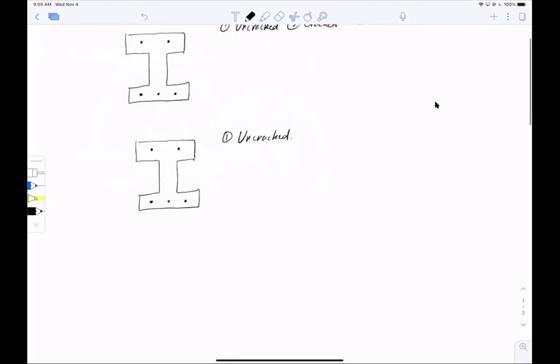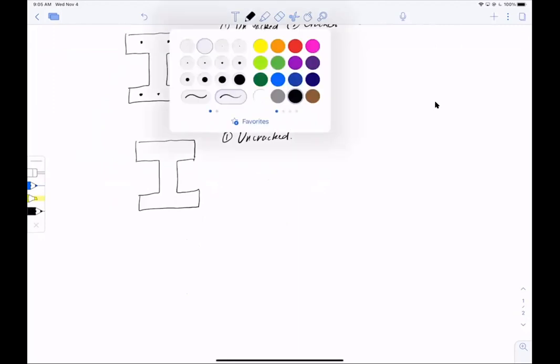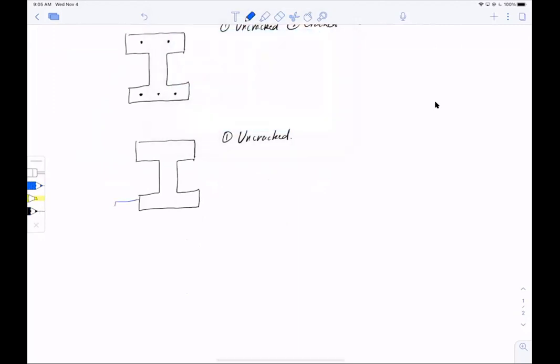For the uncracked stage, what I would do is simply remove these bars and convert them into a little bit of wings on the side like this. Since it's uncracked, this area will be (n minus 1) As. This is As, this is As prime, and this will be (n minus 1) As prime. And you just proceed as with the old-fashioned I section and do the moment of inertia accordingly.